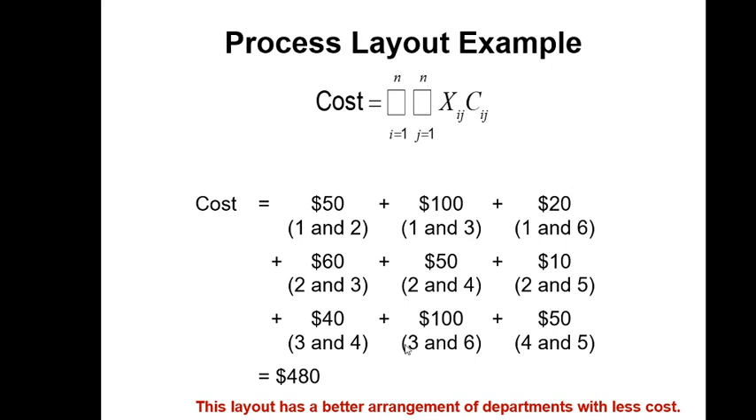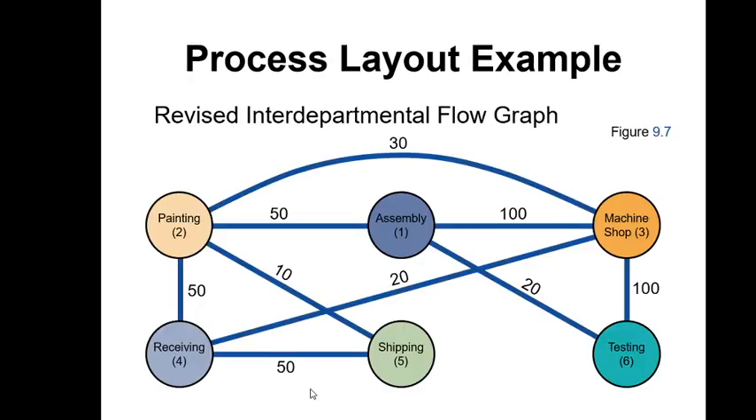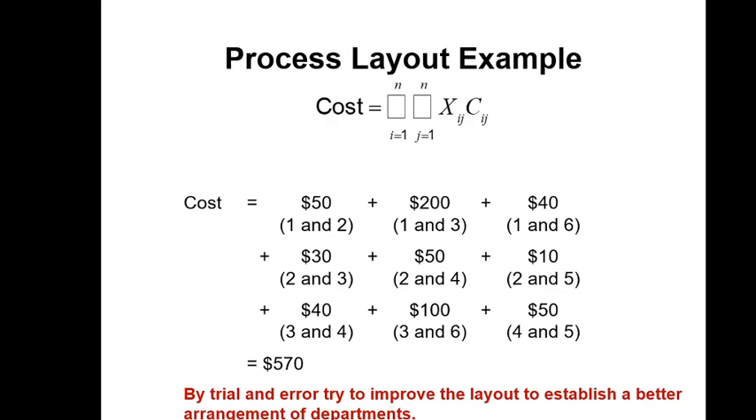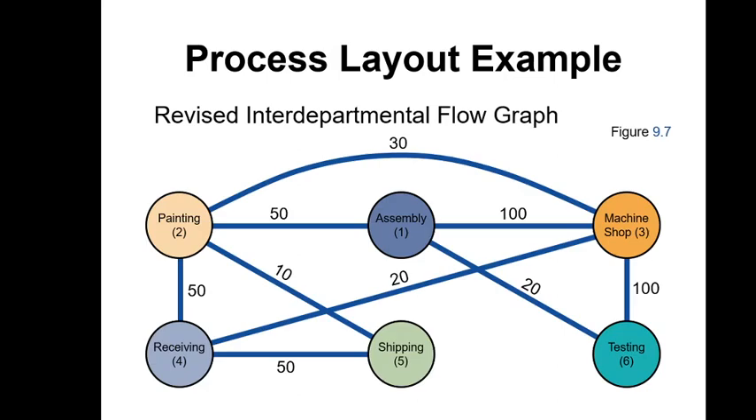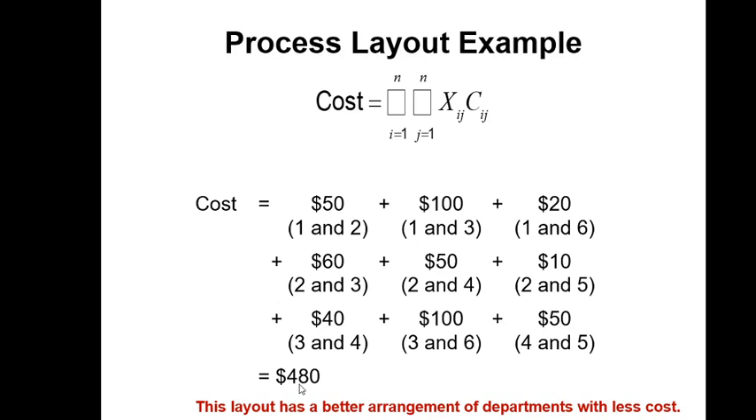As I told you, with the little adjustment that we did in this arrangement, our cost is now $480, which is less. If you can see, the solution a while ago was $570. But now, when we exchange the arrangement between the painting and the assembly department, our cost in the second solution is less: instead of $570, it is now only $480.